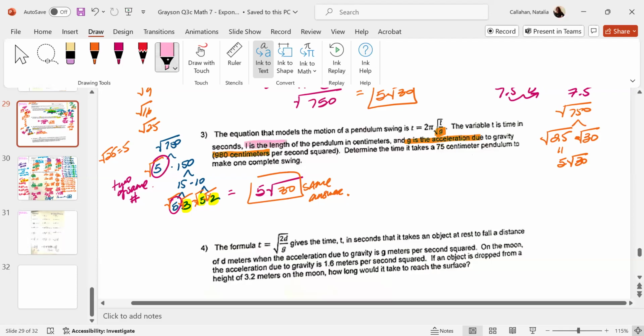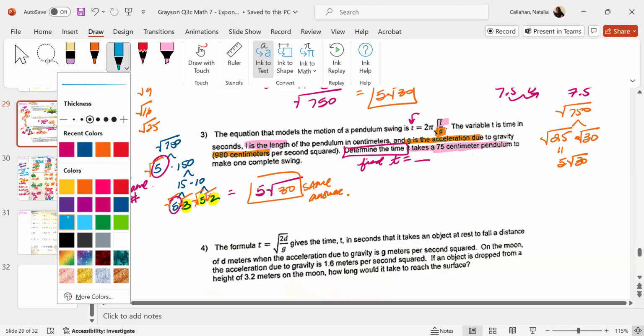So L is a length. Well, it says it takes a 75 centimeter pendulum. So isn't the length right here the 75? Because the question says determine the time, it means find T, correct? T is right there, so it wouldn't make any sense to put 75 in T because that's what you're trying to find. Does that make sense? So you've got to read it and analyze it like that.